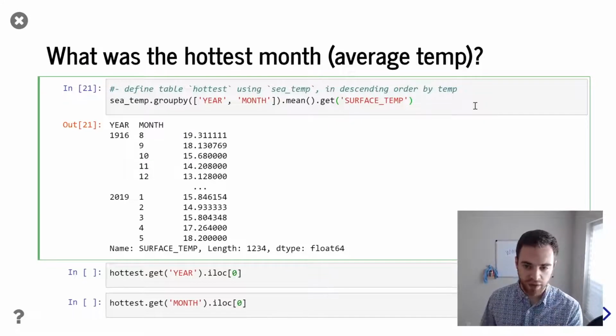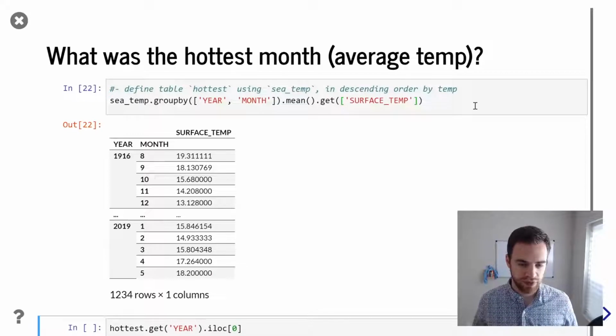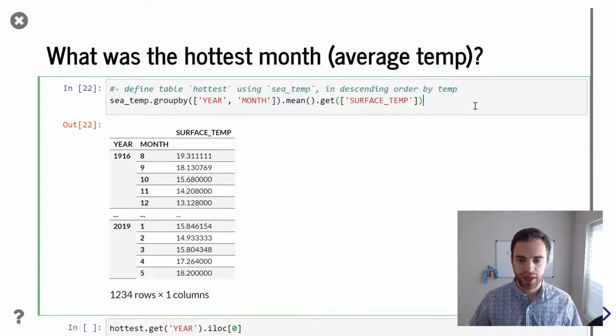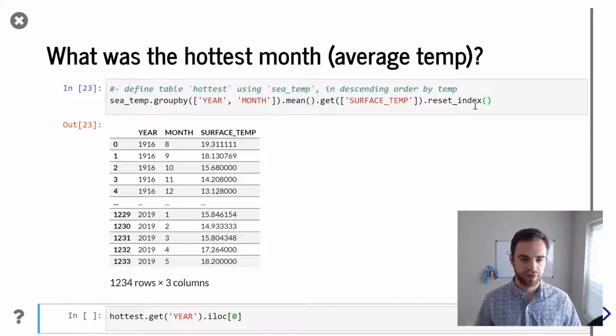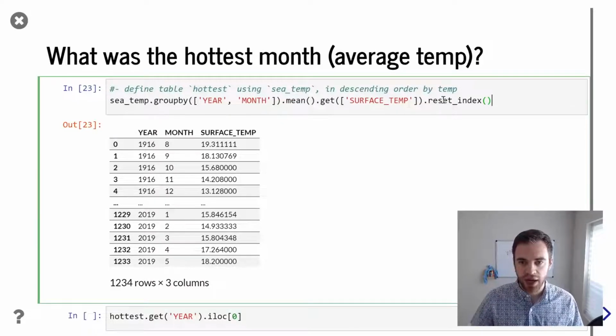I've got a series back here, but what I want is a table. So if you put square brackets around this, you make it a list, it will return a table, even if you just ask for one column. Okay, now I will do reset index. And I have the table I want. Okay, so I group by with multiple columns. I compute the average within each group. I did this little trick here where I passed in a list of one thing to get, and that returns me a table. And then I reset index to move the multi-index back to columns within the table.